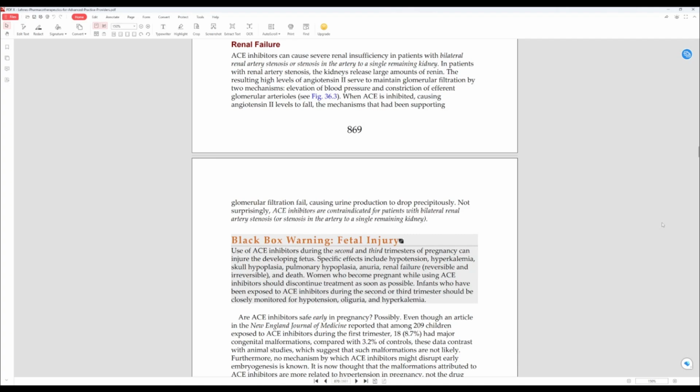When ACE is inhibited, causing angiotensin II levels to fall, the mechanism that has been supporting glomerular filtration will start to fail, causing urine production to drop precipitously. Not surprisingly, ACE inhibitors are contraindicated for a patient who has bilateral renal artery stenosis or stenosis in an artery to a single remaining kidney.